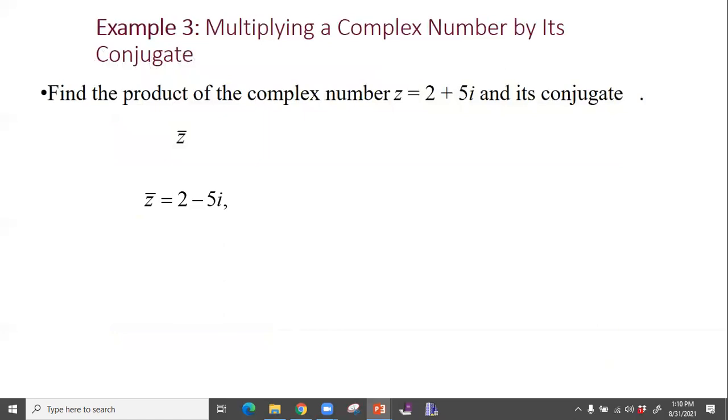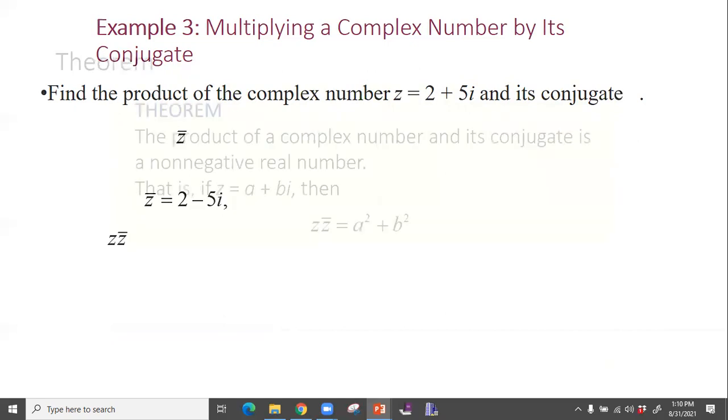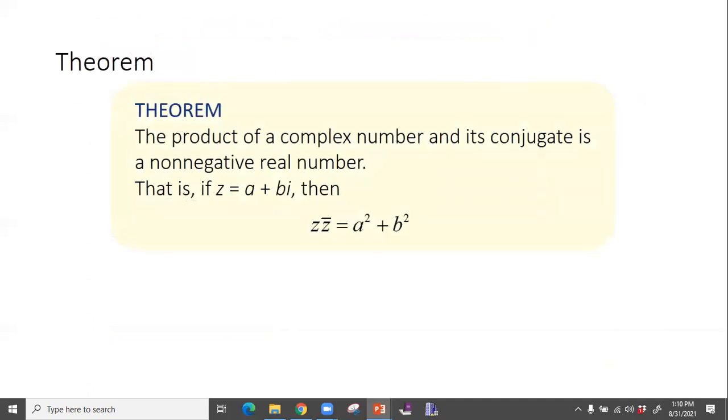All right, so again, rewriting what I wrote on the other page. I have 2 plus 5i, and its conjugate would be 2 minus 5i. Now, if you end up with a complex number times its conjugate, it's always going to be a squared plus b squared.